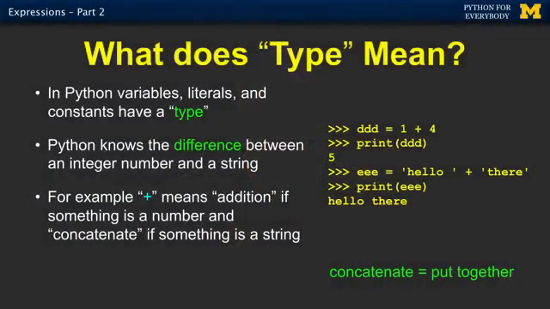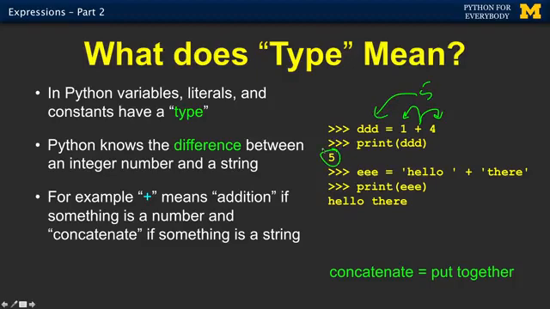And here's a little example code. We have this plus operator, and the plus operator is looking at its two operands, 1 and 4. It's like, oh, those are integers. I know what to do with integers. That means addition. And so it adds them to be 5 and then sticks it into ddd, and out comes 5.